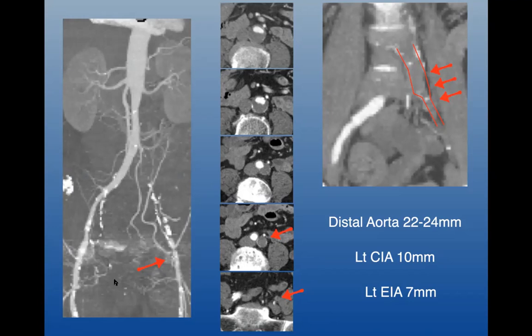So the way I'm going to approach this, looking at all this, is I knew that I would have a size discrepancy. If you look at that top right image, the distal aorta measures 22 to 24 millimeters. I know that the common iliac artery measures 10, and I know the external measures 7. There's a size discrepancy there.